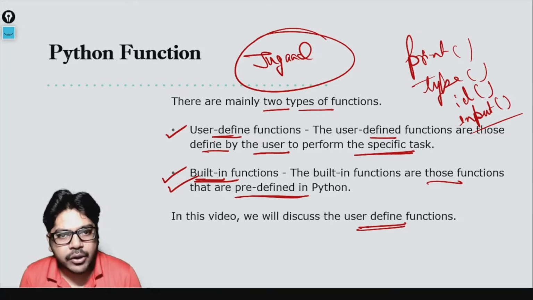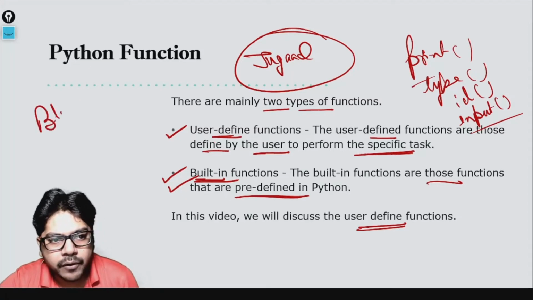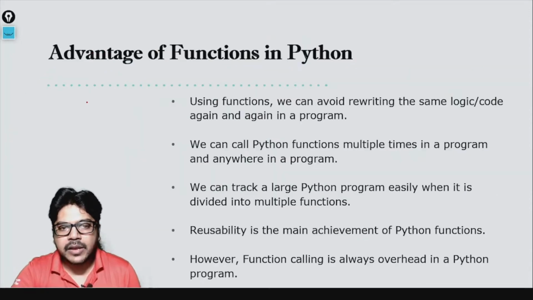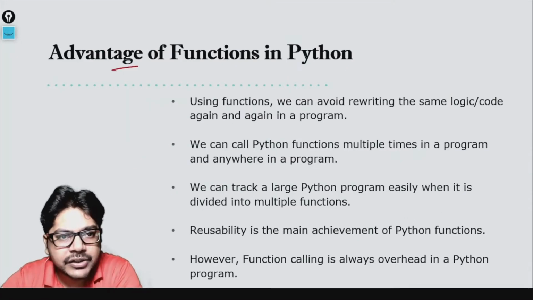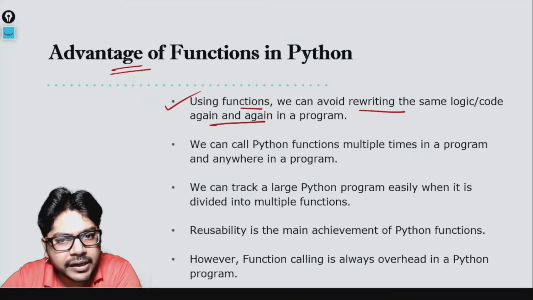So now I hope you know what a function is. Let's revise this once again. A block of code which performs a specific task, and it can be reused. This is what a function does. Now proceed further. What is the advantage of function? Using a function we can avoid rewriting the same logic code again and again in a program. We already discussed that, right?